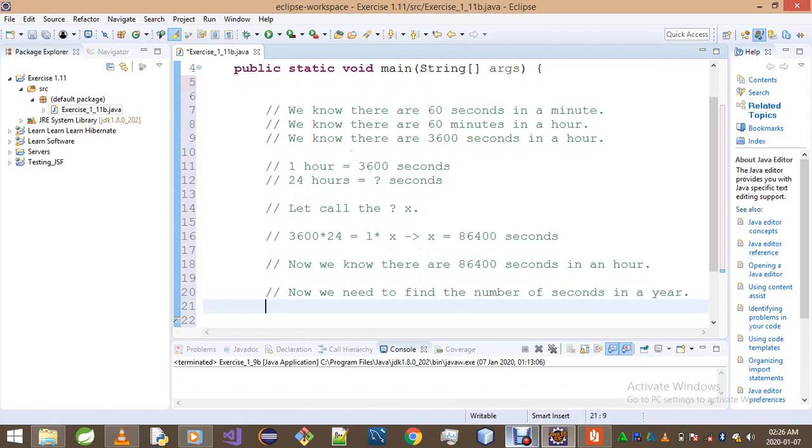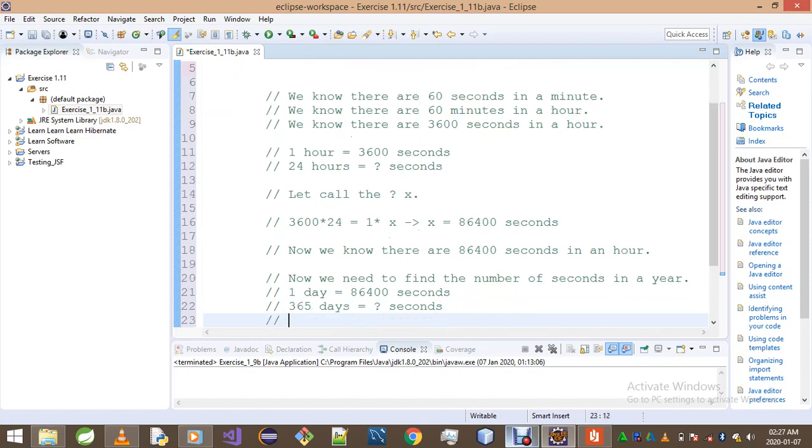Again we use one and the same formula. We say 1 day has 86,400 seconds, and so 365 days have, let's just go question mark seconds, and we let the question mark be, say y, not x this time. Let's just go y.